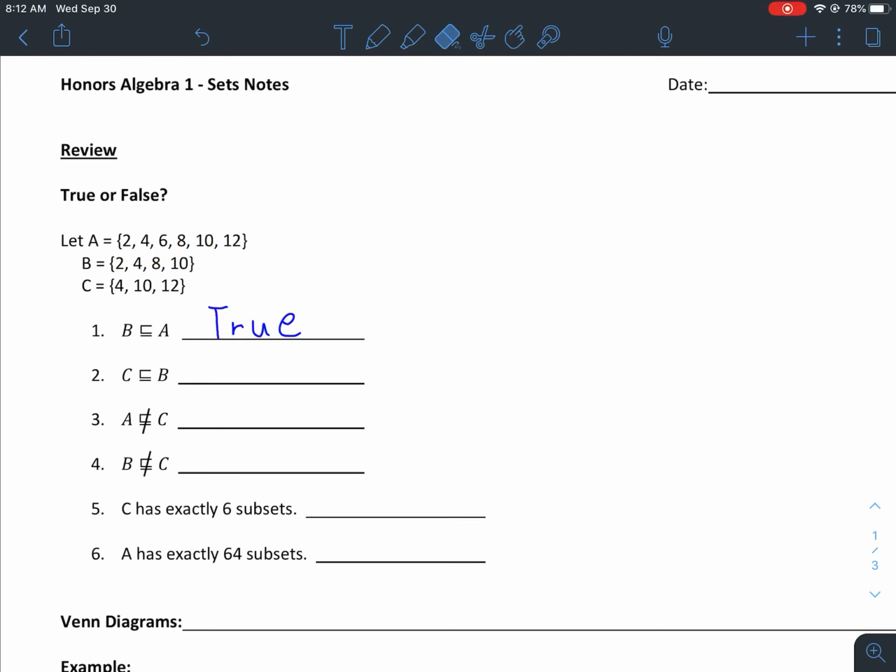The next one we look at is, is C a subset of B? So we have the elements 4, 10, and 12, and we're checking to see if those are all in B. Well, 4 is in B, 10 is in B, but we don't see 12. Since we don't see 12, that is false.